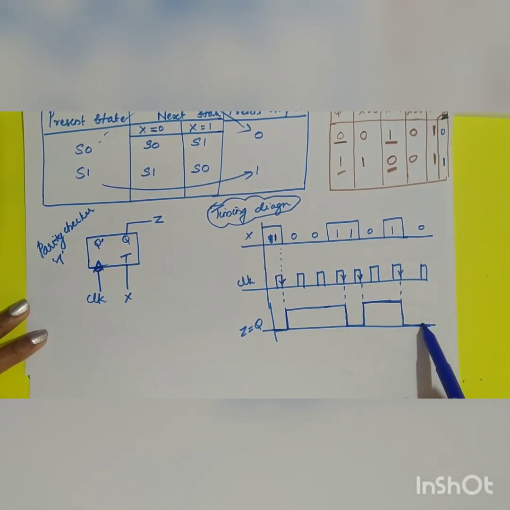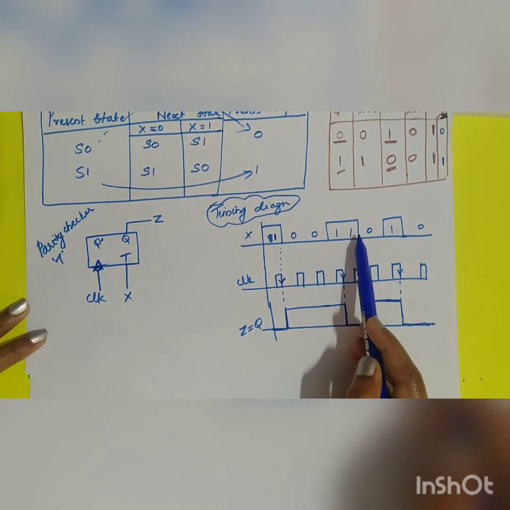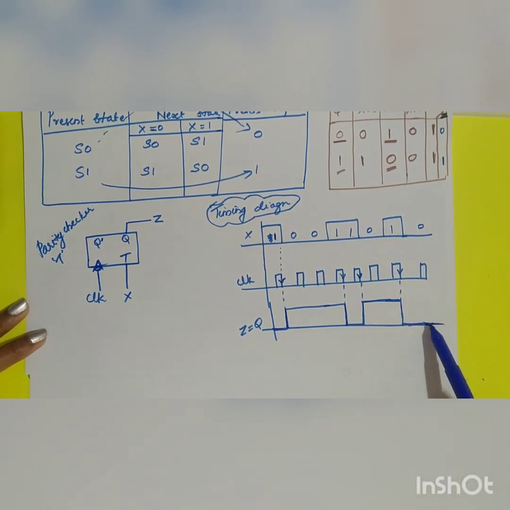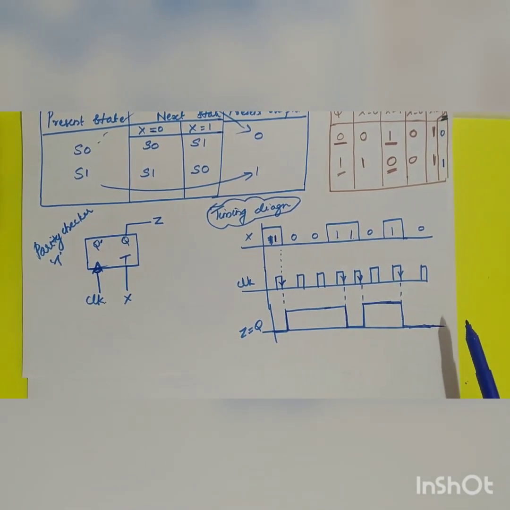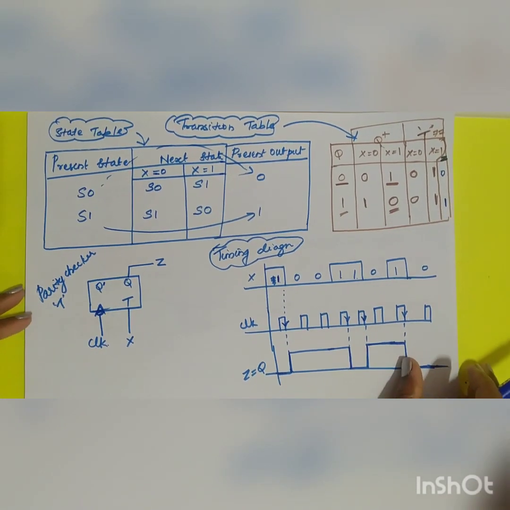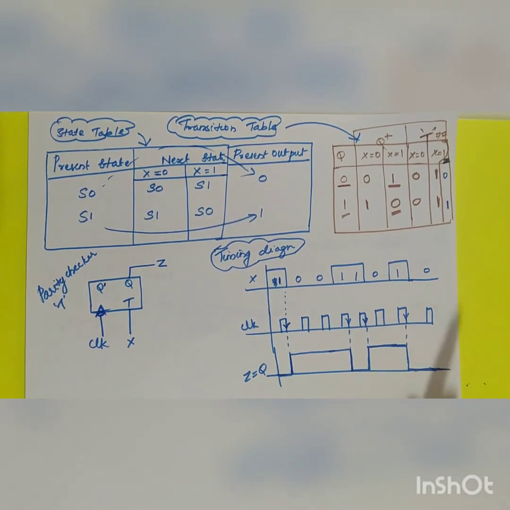So totally your last state is in 0. Why? Because it is an even parity, an even number of ones: 1 2 3 4. So you will be remaining in Z equal to 0 because it is in even parity. So this is your explanation of your parity checker with your state graph, state table, and your flip-flop diagram.